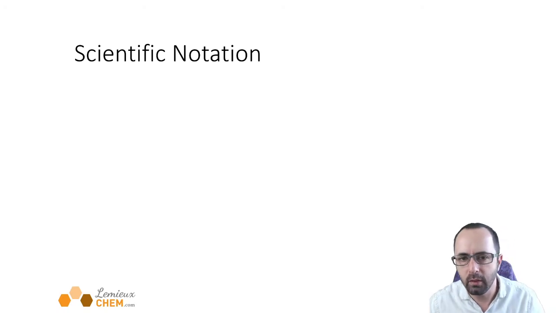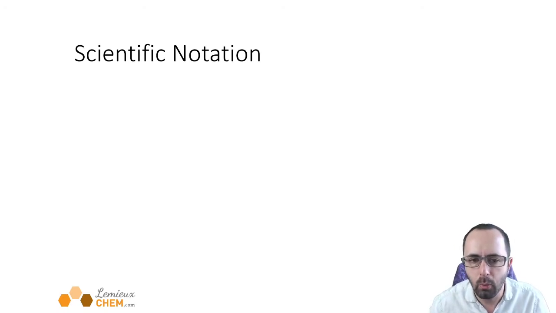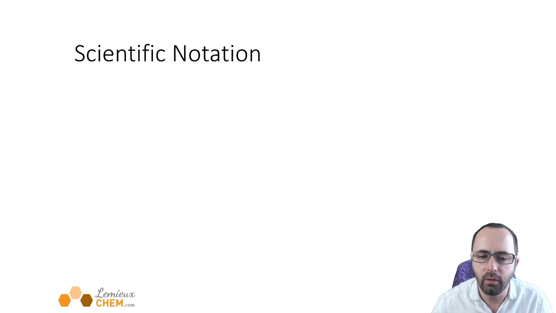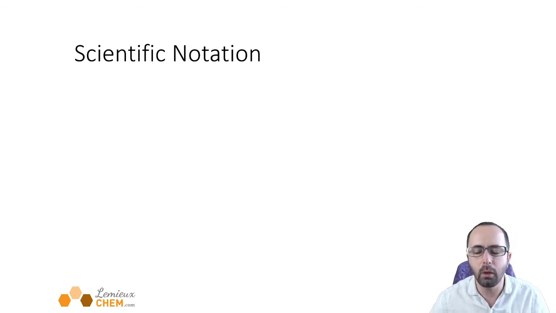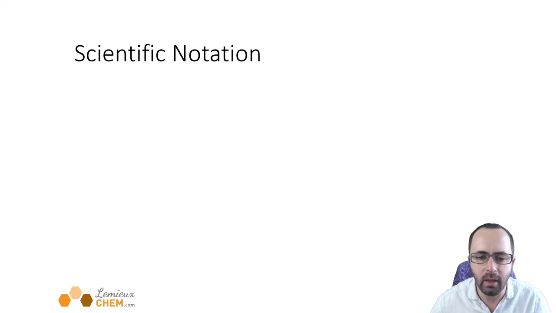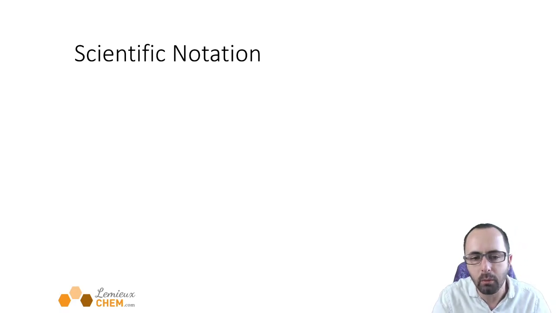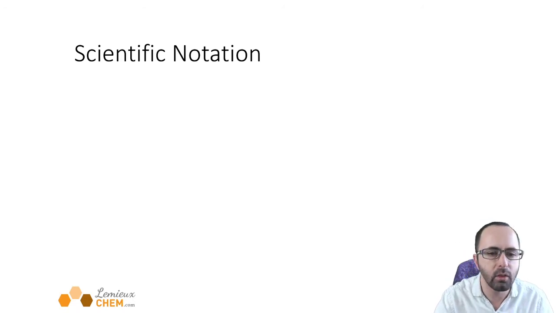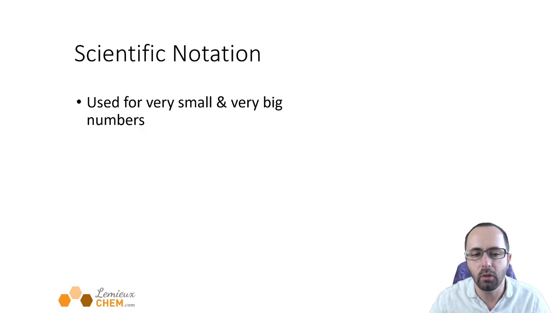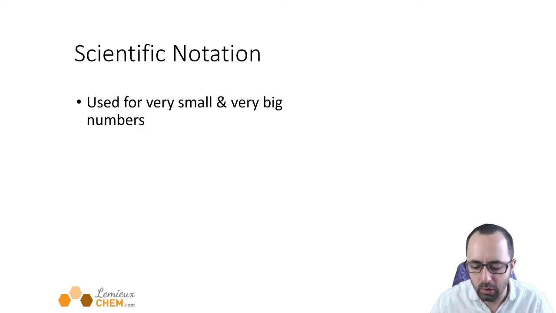So let's start with scientific notation. In chemistry, we're going to be dealing with very large and very small numbers all the time. We talked a little bit about atoms and said these are really, really small things. So if we're talking about any significant amount of stuff, we're talking about a whole bunch of atoms. And if we're talking about how big the atoms are, we're talking about really, really small numbers. So scientific notation is going to be really important in chemistry. So scientific notation is used for very big and very small numbers.